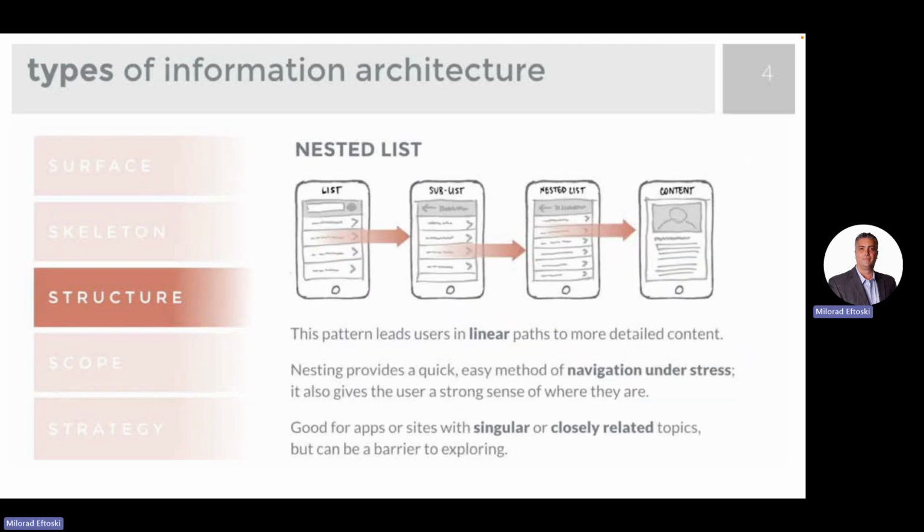This is called a nested list. This pattern leads users along linear paths to more detailed content.